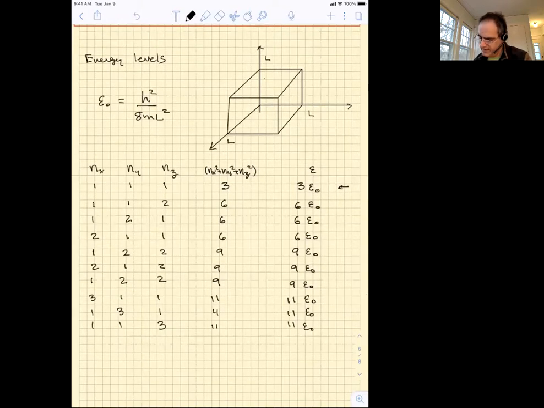And here's one more I'd like to look at. How about 2, 2, 2? What's the energy of that state? Well, it's clearly 3 times 4, or 12.